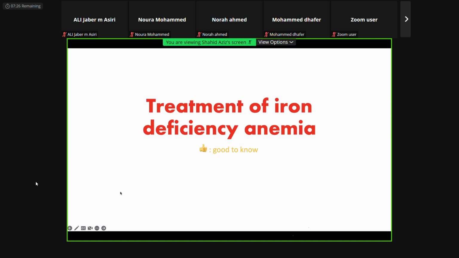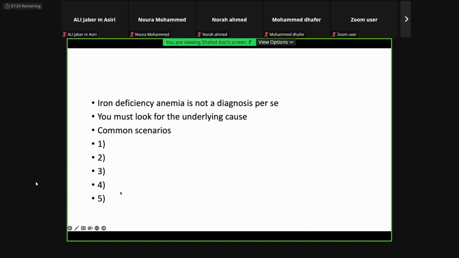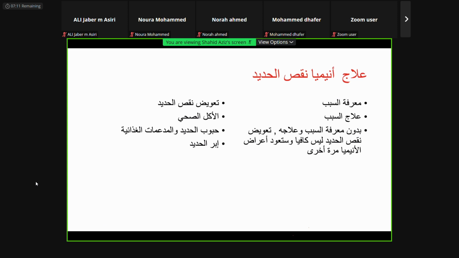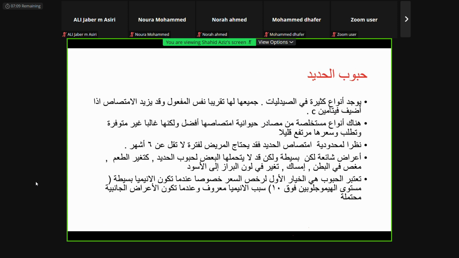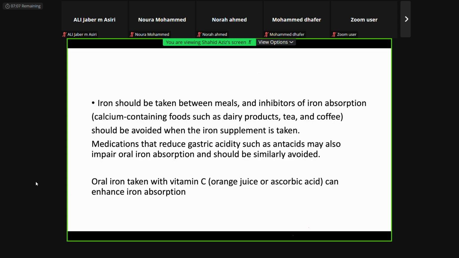Now, treatment of iron deficiency anemia is you have to give them iron. So iron deficiency anemia is not a diagnosis per se. You must always look for the underlying cause that resulted in iron deficiency. So this is in Arabic. I will skip this part because I will explain to you in English.